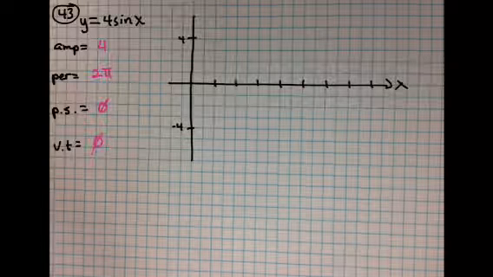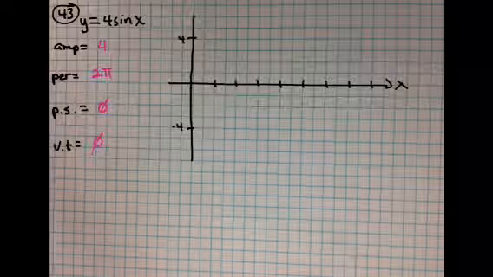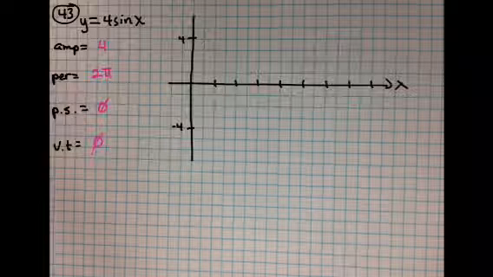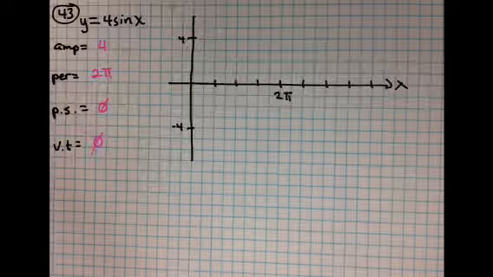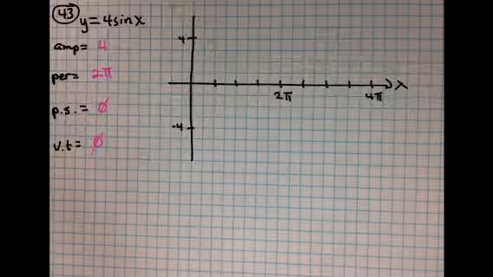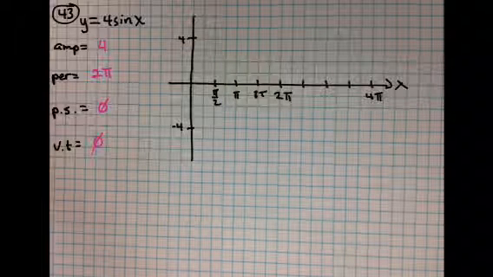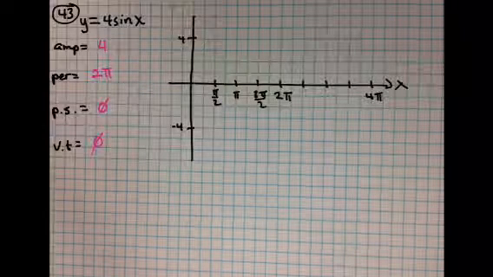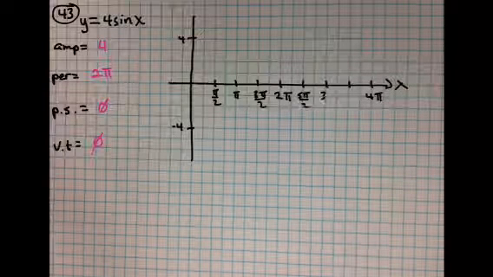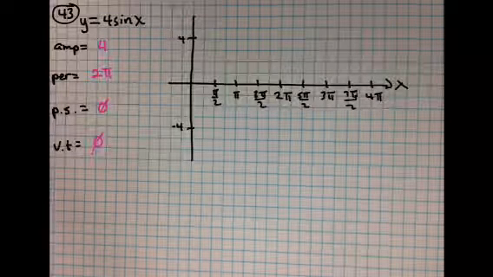In the instructions in the book it says to graph 2 full periods. Since the period is 2 pi, I counted 4 tick marks, 1, 2, 3, 4, and that's going to be 2 pi right here. The next period would be 4 more tick marks, that would be 4 pi right here. So this would be pi over 2, 3 pi over 2, and then we could continue past 2 pi. So it's 5 pi over 2, 3 pi, and 7 pi over 2. It's a pi right there.